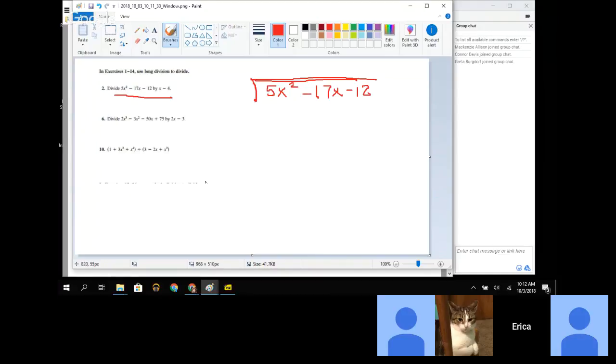Hi, Greta. We are doing section 2.3. It's kind of a unique little section. Let's just call it that.